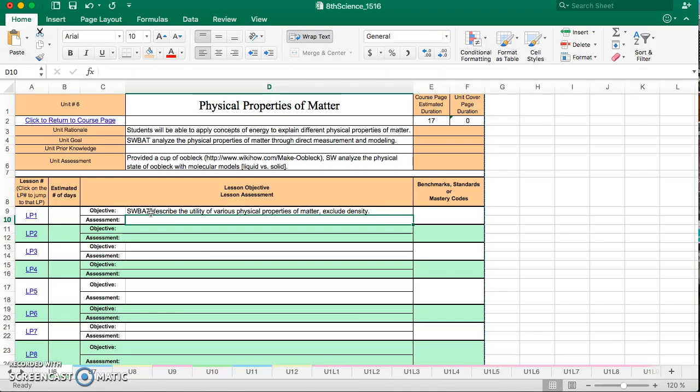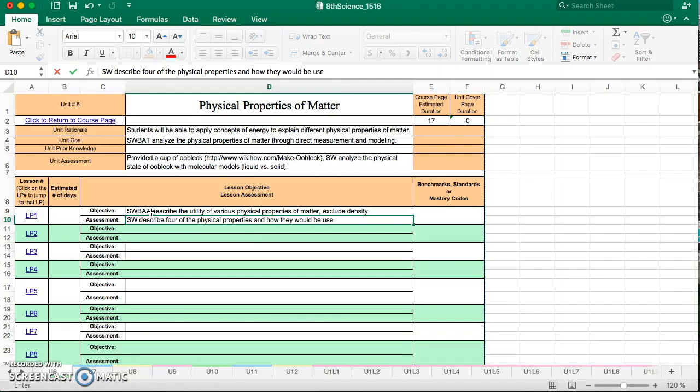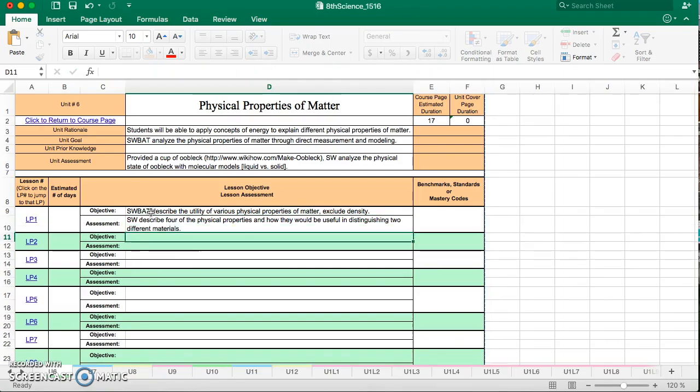And for the assessment piece, we're going to want to link that verb. Sometimes I use the same verb to help me out here. We're going to describe 4 of the physical properties and how they would be useful in distinguishing 2 different materials. So for the assessment for a lesson, you always want to link the Bloom's verb, same level, and you want to be able to visualize exactly what that assessment looks like.